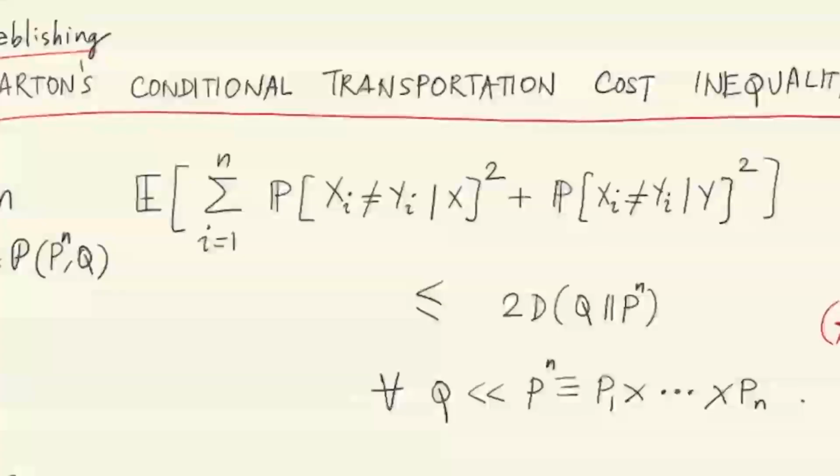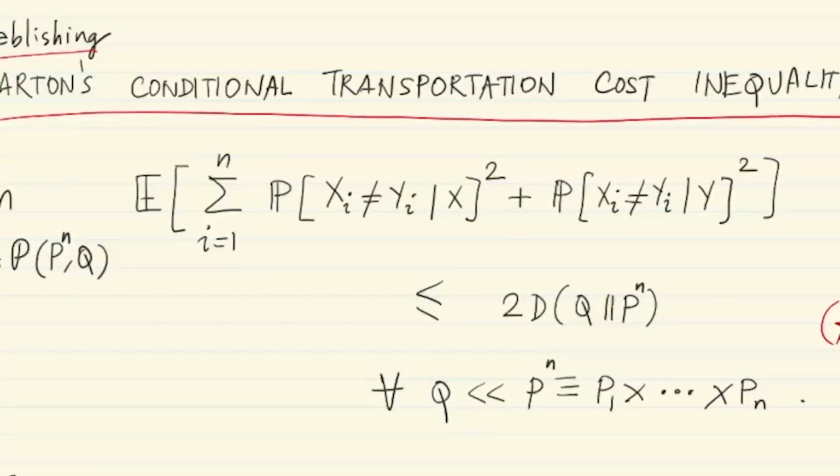Hi all. This lecture is devoted to establishing Marton's conditional transportation cost inequality, which is the transportation cost inequality that we found last time was very useful in allowing us to prove concentration inequalities for functions which satisfy properties weaker than bounded differences or the McDiarmid setting. So we did that in the last lecture, and all that was remaining was to prove this kind of transportation cost inequality. So what is Marton's conditional transportation cost inequality?